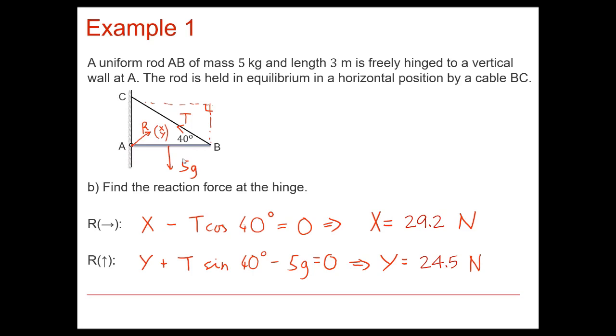Alright, and what we might want to do then is find the total reaction force. Now we know the individual x and y components, so the total magnitude can be found by Pythagoras. This total value of R will be the square root of x squared plus y squared. If we work that out, we get a value of 38.1 newtons.